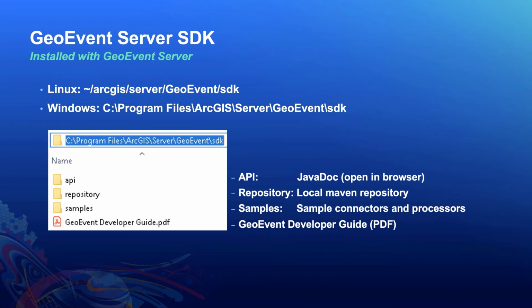The GeoEvent SDK is installed along with GeoEvent Server at the following locations depending on your operating system, whether that be Linux or Windows. Within the SDK folder, you will find various resources that will help you get started. The API folder contains the Java doc for the SDK. The repository folder contains a set of libraries that you can use to compile against when writing your own custom code. The samples folder contains example code for the various components from connectors all the way to processors.